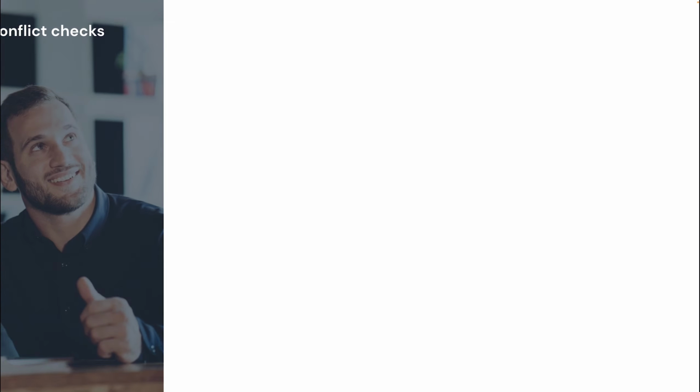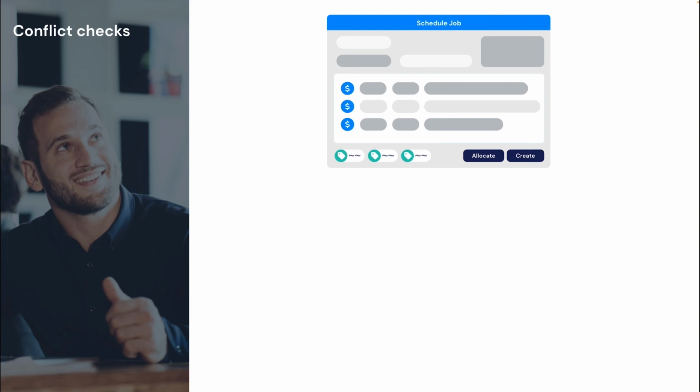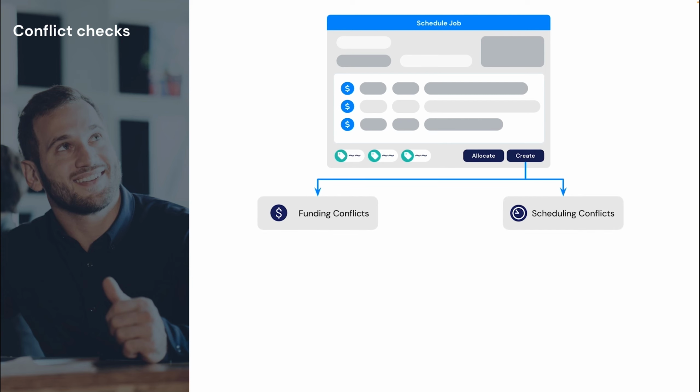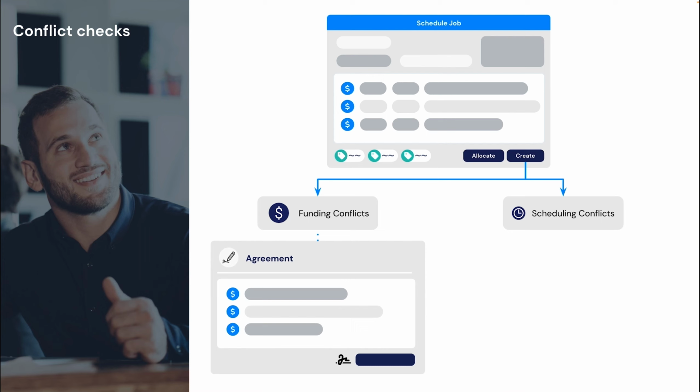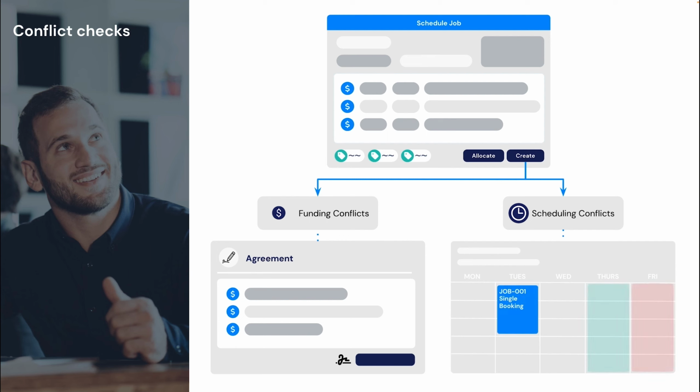When the Create Job button is clicked, two types of conflict checks are performed: funding conflicts and scheduling conflicts. Funding conflict checks are related to your EHR integration, referencing the client service agreement and used to highlight any billing exceptions. Scheduling conflicts are related to Schedulo data to validate and highlight any scheduling exceptions.